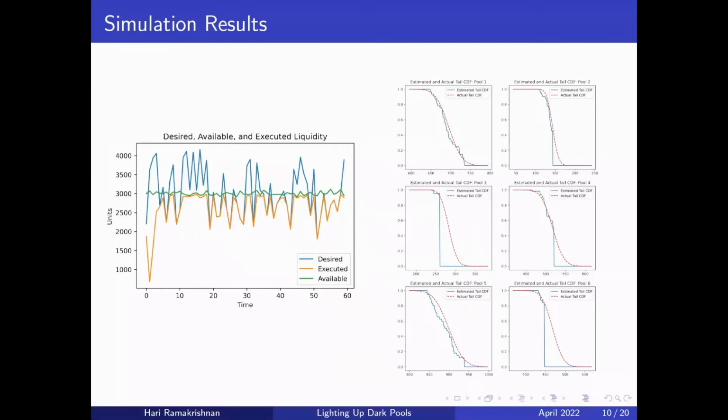And the liquidity distributions that we see are on the right. After 60 time steps, we've plotted our estimated and the actual tail distributions for the liquidity that's available in each pool. And we'll see that some pools have much greater and much more noticeable convergence than others. And that's because these are the pools that we end up placing a greater quantity of orders to, so we're seeing a lot more direct observations there. So we get greater convergence in these cases.